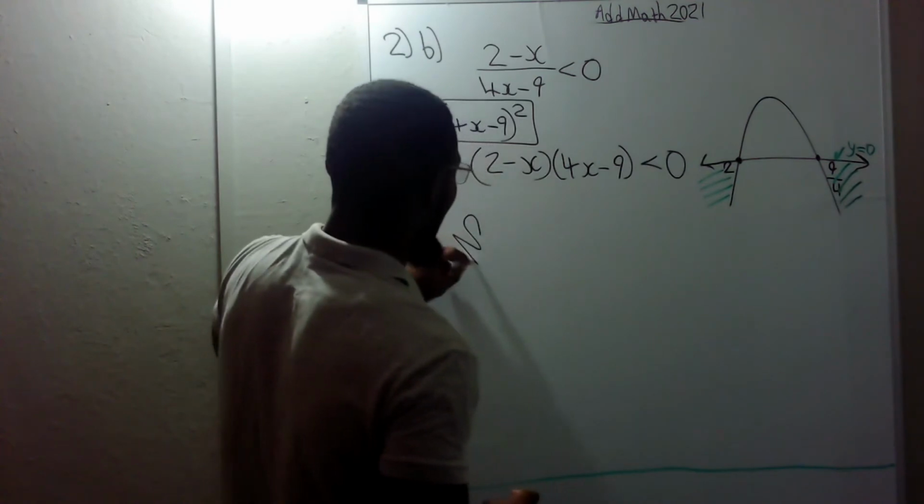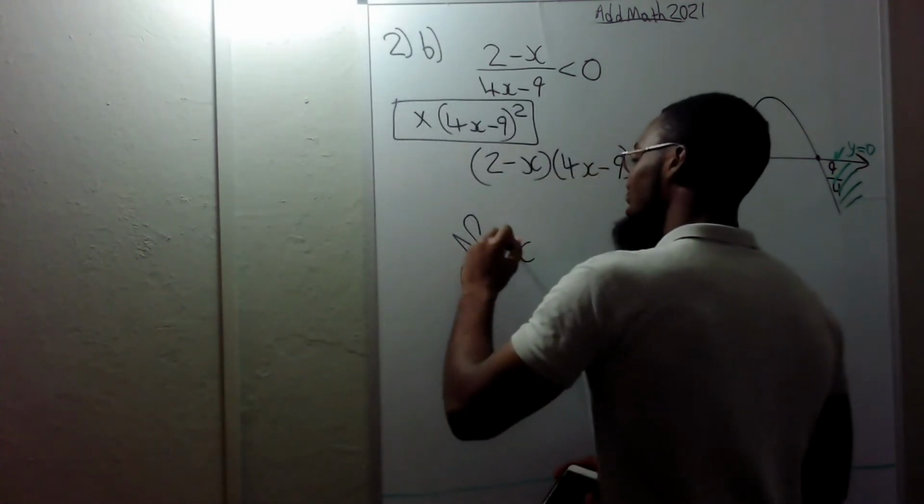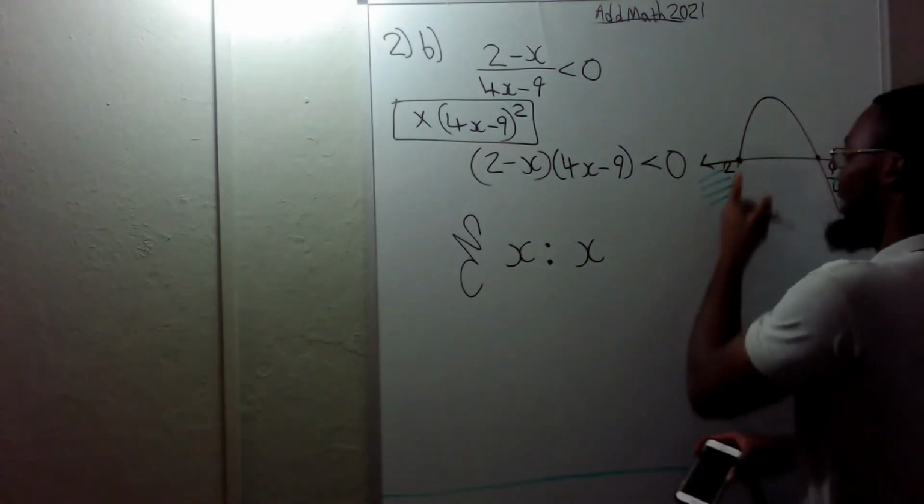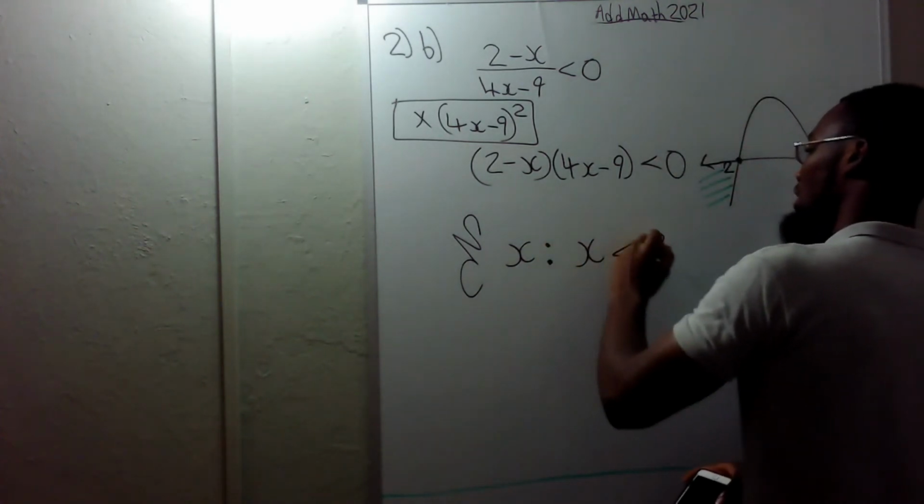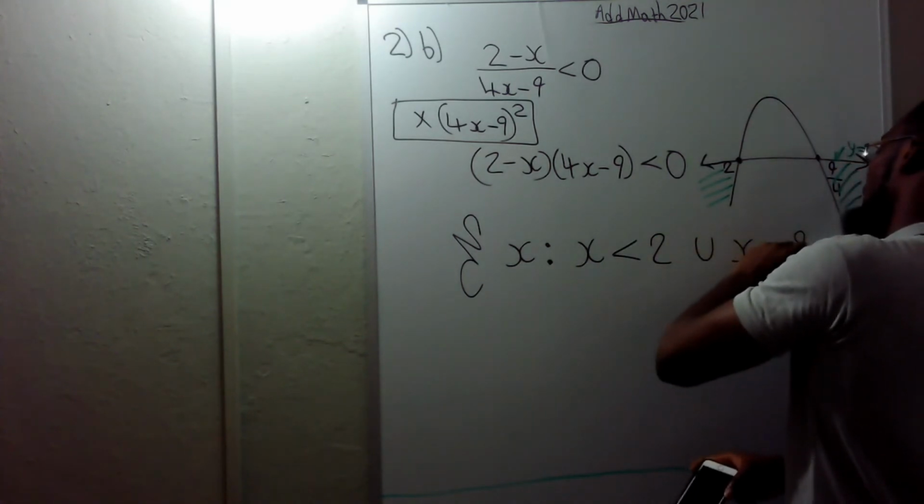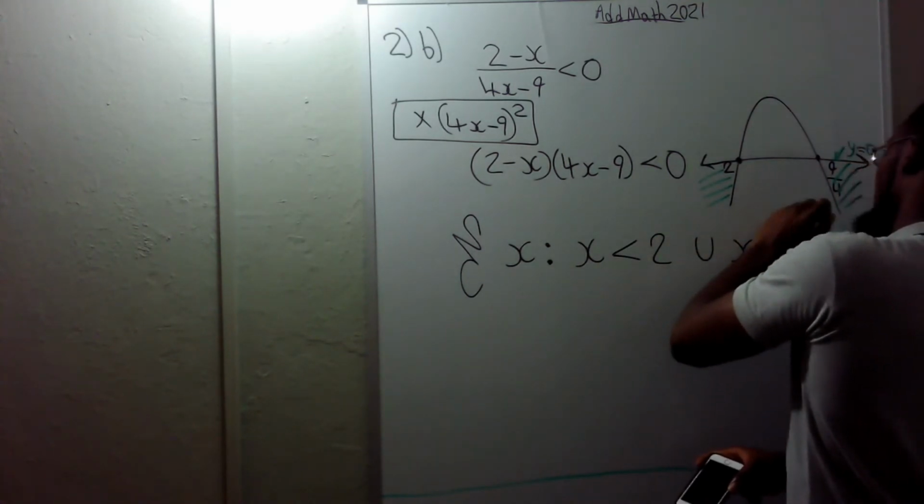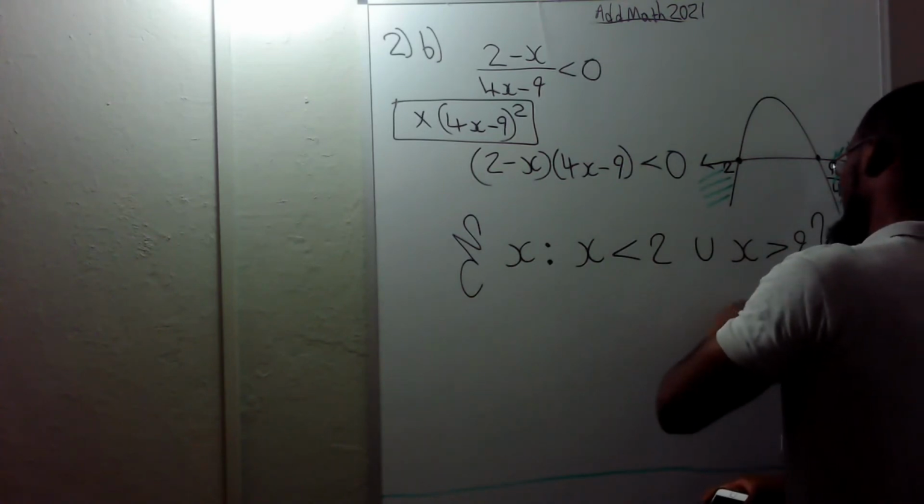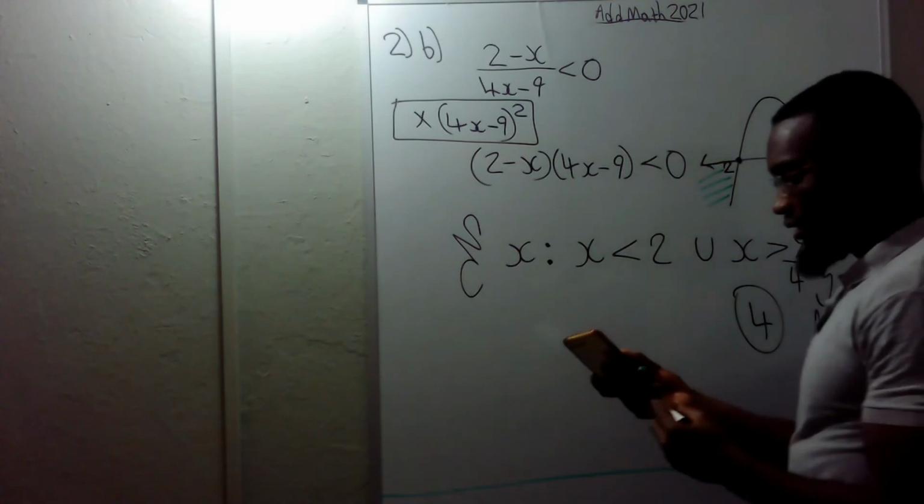So the solution set, we can tell them, is x is such that x is less than 2, union x is greater than 9 over 4. That's your answer. That's 4 marks, guys.